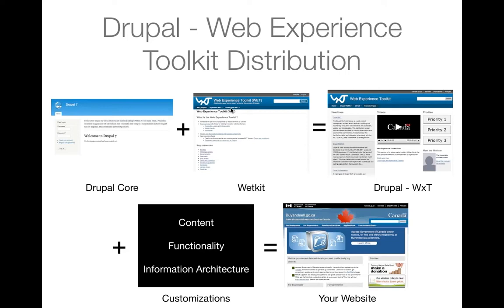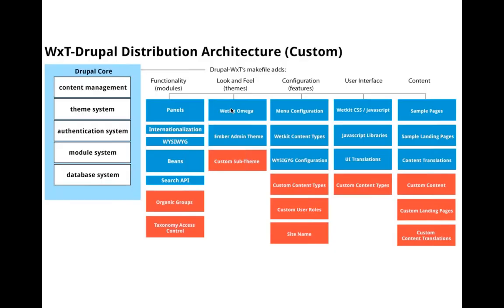Now you understand a bit more of what it is and what the components are, but really the heart of the matter is customizing it, and this is where the work comes in. After the work of figuring out what it is that you're going to customize, you actually have to do the work of customizing. So I showed you, I think in my first slide, this equation, Drupal core plus WetKit equals Drupal Web Experience Toolkit, and it looks very simple. But then the other part of this equation is adding in all of your content, adding in the functionality that you have based on your requirements, and your own information architecture.